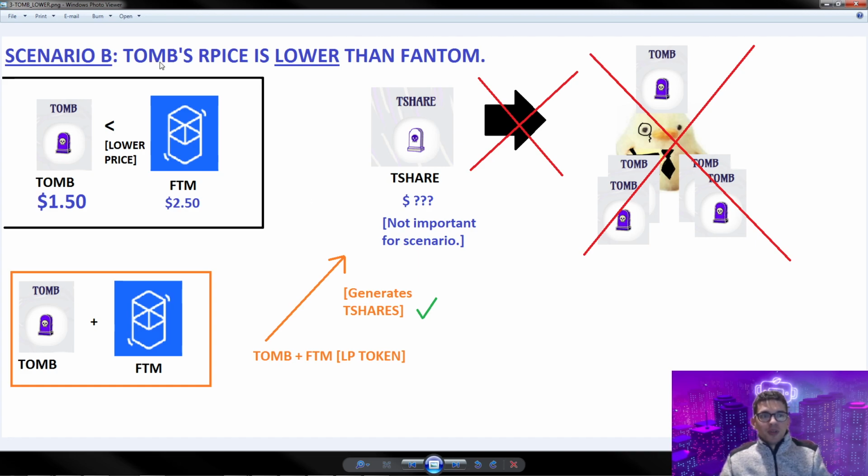All right, scenario B, TOMB's price, and it's misspelled as R piece, for good measure.